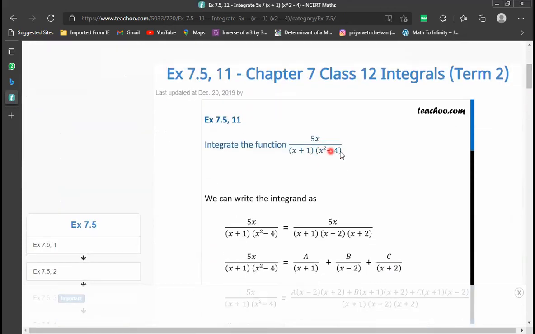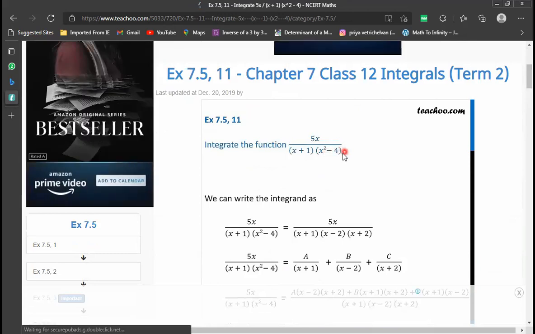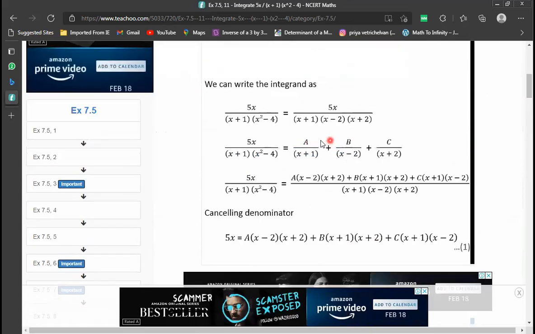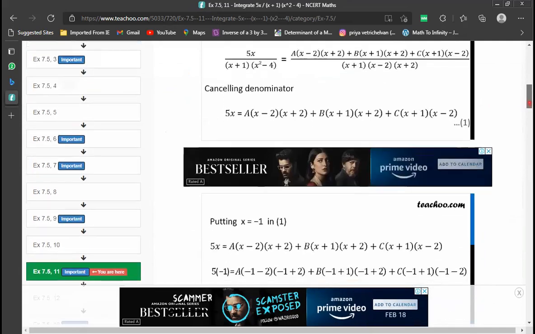This question also, x square minus 4 can be written as x square minus 2 square, and that can be written as x minus 2 into x plus 2. Again, you do the partial fraction. You will be writing it as a upon x plus 1 and b upon x minus 2 and c upon x plus 2. So again, you take LCM and by cancelling the denominator, you can equate the numerator. So you will substitute the value of x as -1, -2 and +2. Got it.